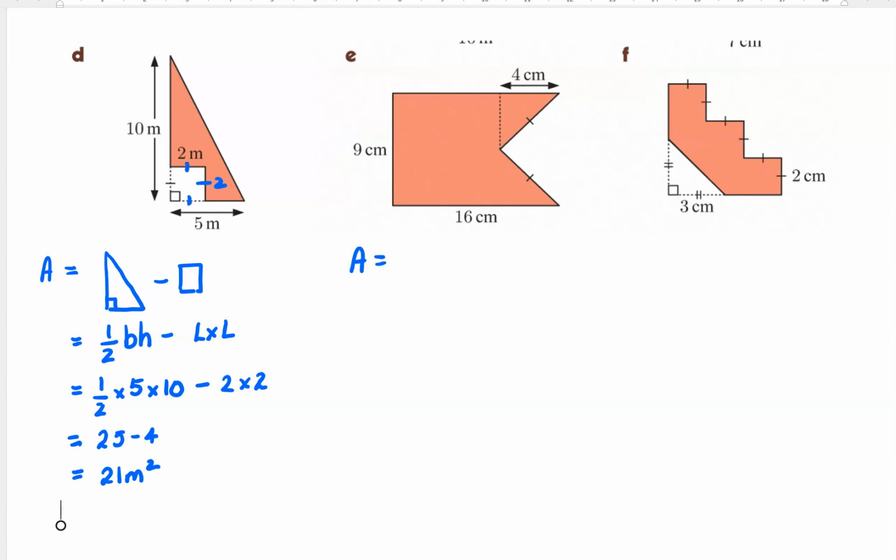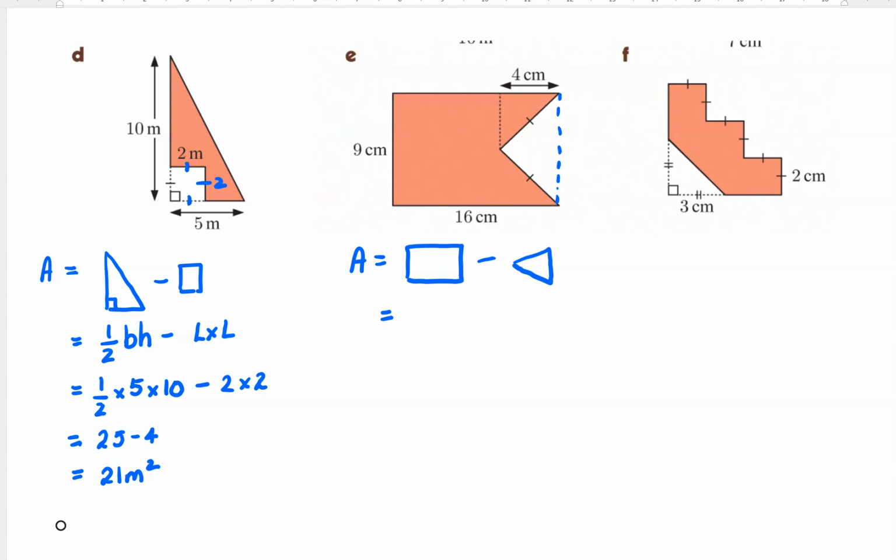Now with E, let's have a look. What shapes do you see? So we've got lots of options. You could split down there and you've got a rectangle and 2 triangles, but what about going the way we did with D, where we split there and look at the big rectangle minus the triangle? And sometimes you might try something and then you don't actually have enough information. So go back and try something else.